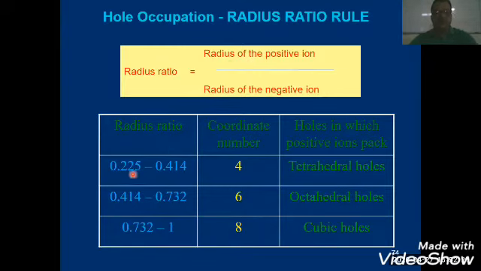So radius ratio very low, 0.225 to 0.414, it will fit in the tetrahedral hole. Coordination number will be 4. 0.414 to 0.732, coordination number 6. And 0.732 to 1, almost the cation and anion have similar size, then the coordination number will be 8.